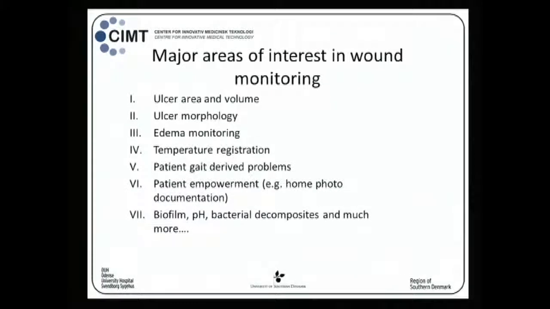Some of the aspects we're really interested in measuring in wound pathology, I've listed some of them, and I'm sure you have other ideas as well, so feel free to comment on it. At least area and volume, also morphology and edema monitoring are some of the aspects we really want to measure, talking about ulcers and wounds. Also, I believe that temperature registration is a good thing to do.